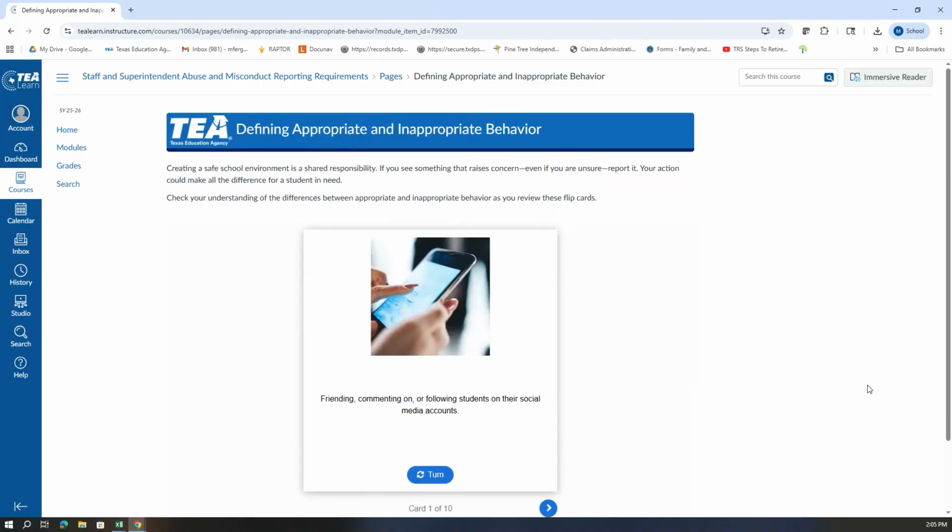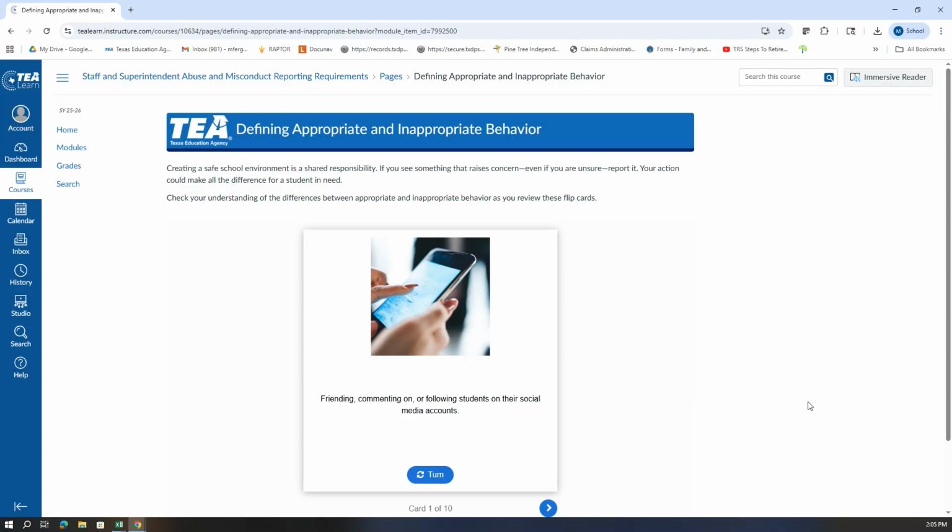Defining appropriate and inappropriate behavior. Creating a safe school environment is a shared responsibility. If you see something that raises concern, even if you're unsure, report it. Your action could make all the difference to a student in need. So we're going to check the understanding of these topics.